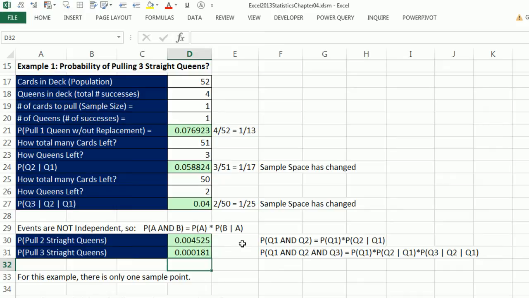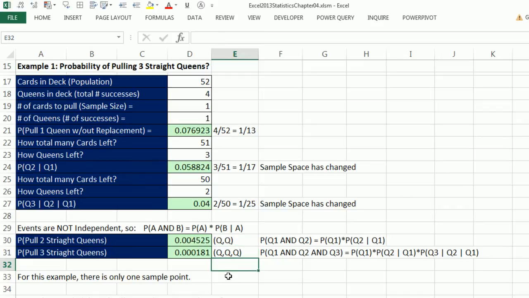And there's these two expressed in probability notation. We can have 2 ands, we can have 3, we can even have whatever number we want. Now notice for this example, there was only one sample point. And we could list the sample point for each one of these. The sample point for this one would be queen, queen. That's it. There's no other possibility, no other sample point. This one would be pull a queen, then a queen, then a queen.